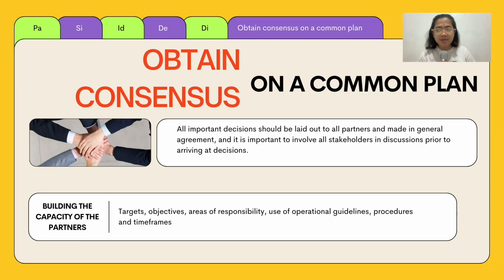Next key step is to obtain consensus on a common plan, targets, objectives, areas of responsibility, use of operational guidelines, procedures, and timeframes. If required, help build the capacity of the partner. Through frequent discussions or meetings with partners and other stakeholders, all important decisions should be consensus-based, and it is important to involve all stakeholders in discussions prior to arriving at decisions.